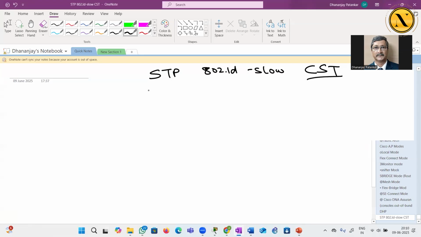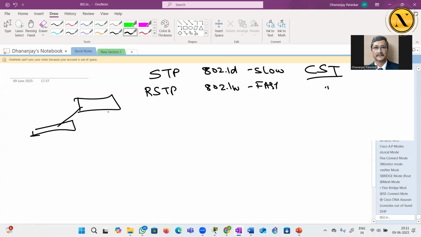And then we saw RSTP, Rapid Spanning Tree Protocol, IEEE 802.1w. Now this is fast, but again, common spanning tree. That means you'll have one switch as the root bridge, but it will be the root bridge for all VLANs, right? VLAN 5, 10, 15, 20, whatever. Then we saw PVST, per VLAN spanning tree. So spanning tree is always per VLAN.